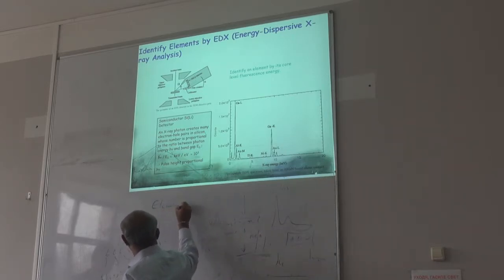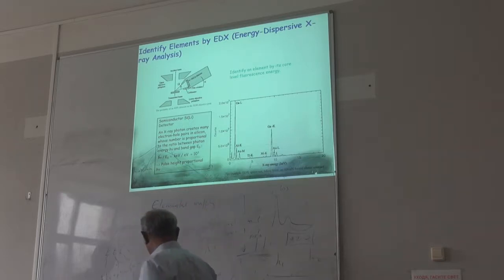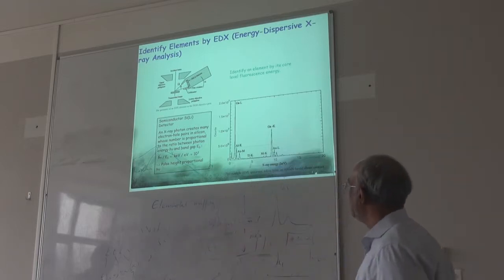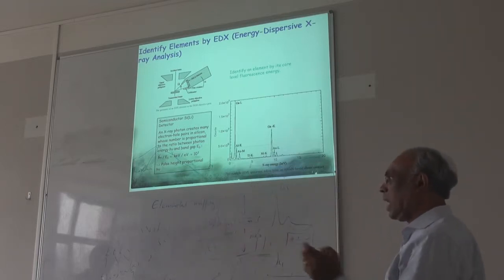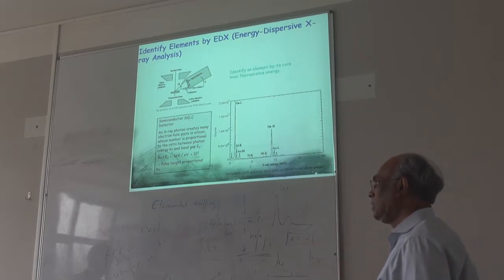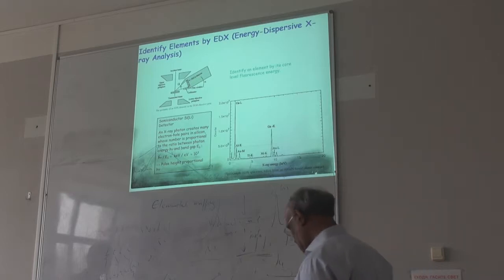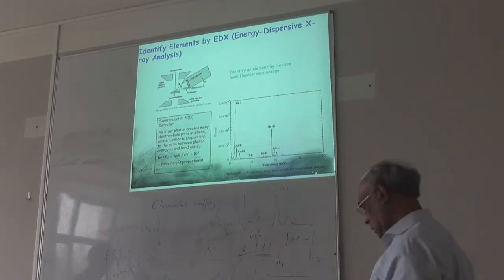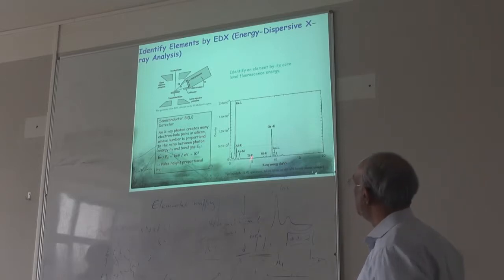Element mapping. So you can map your material. What is there? The only things you cannot see are hydrogen and lithium, those elements. Yeah, these are too light. But anything more than boron you can see from this one.